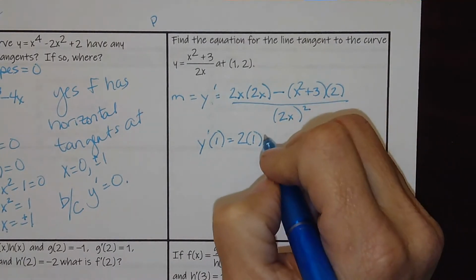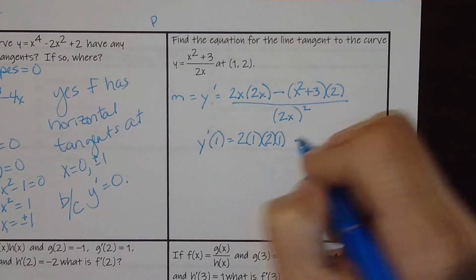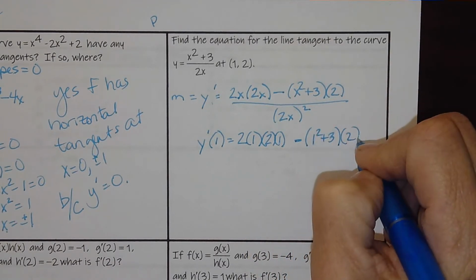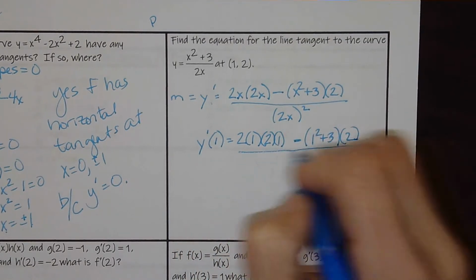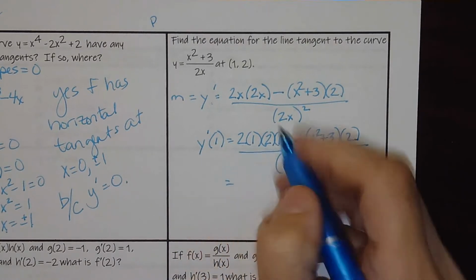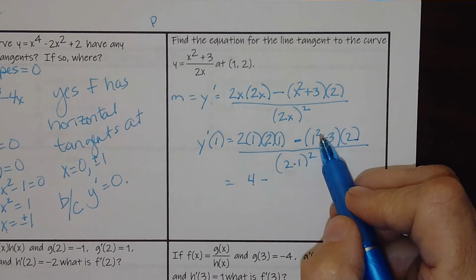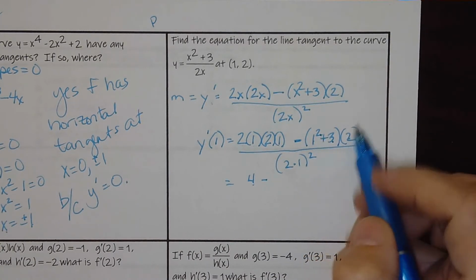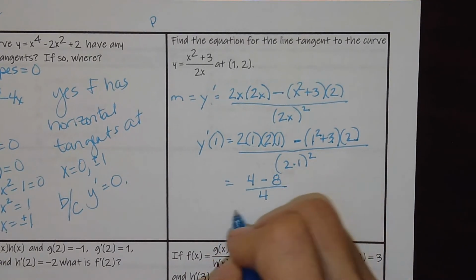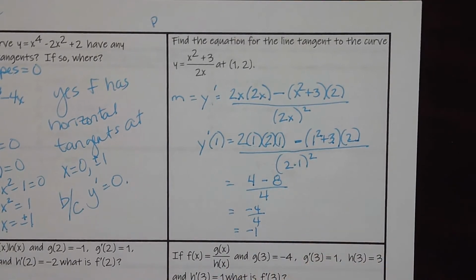So that's 2 times 1 times 2 times 1 minus 1 squared plus 3 times 2, all over 2 times 1 squared. So this term gives us 4, and I have to subtract. Now 1 squared is 1, plus 3 is 4. 4 times 2 is 8. So I'm going to have 4, subtract 8, and divide that by 4. We get -4 over 4, which equals -1.